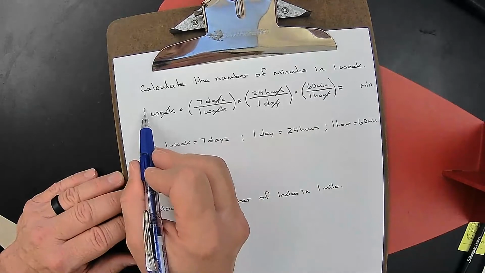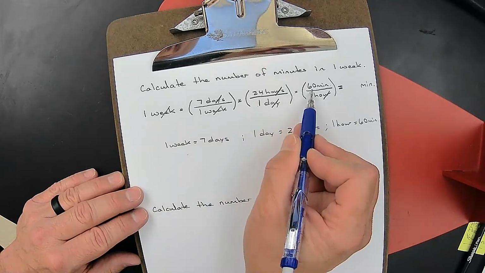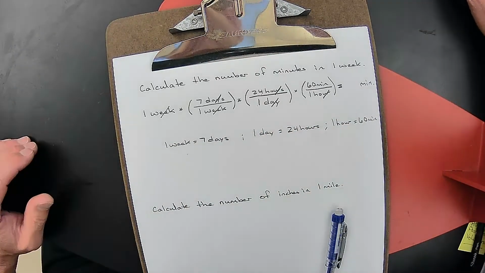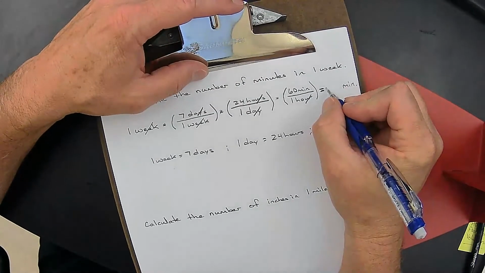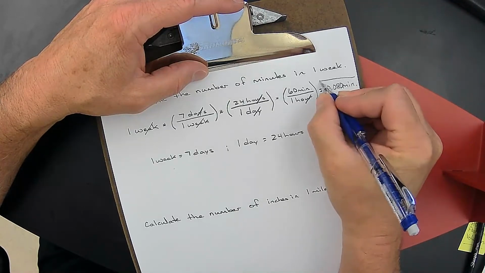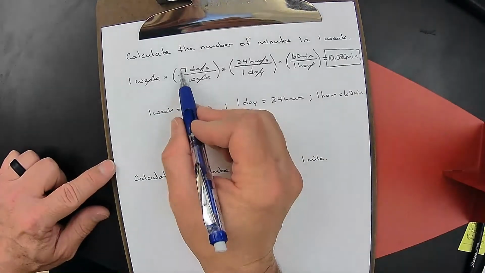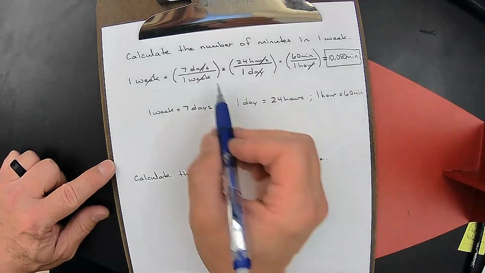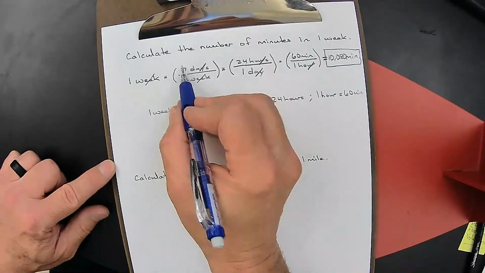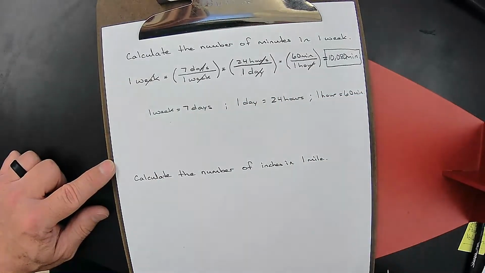So I'm going to take 1 multiplied by 7 multiplied by 24 multiplied by 60, and that will give me my final answer. My final answer comes out to 10,080 minutes. If any of these numbers happen to show up on the bottom, I would have divided by those numbers instead of multiplied. Numbers on the top of my conversion get multiplied. Numbers on the bottom, I divide by them.